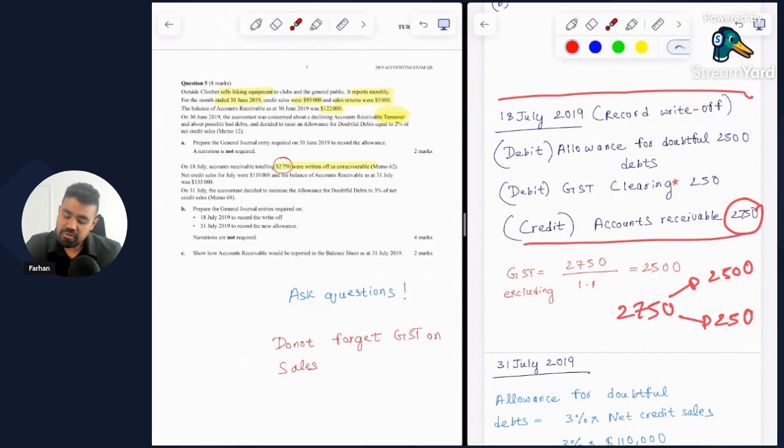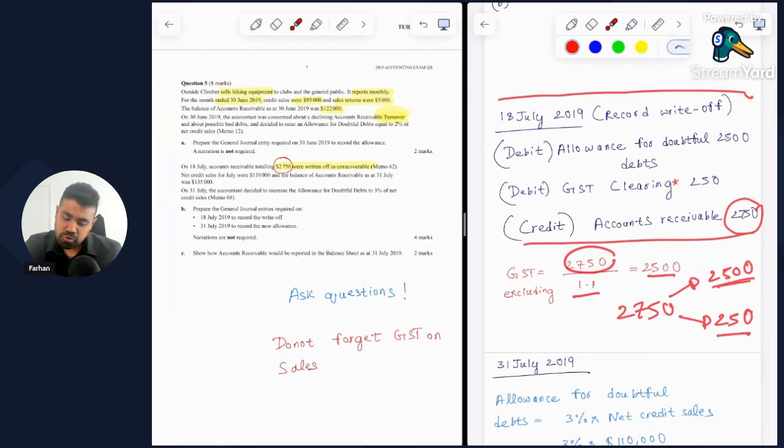Now, how did I find the GST excluding amount of $2,500? I simply took the $2,750 that we have in terms of the amount that these accounts receivable used to owe us, and then divided by 1.1, which factors in the 10% GST rate, and we get the GST excluding value to be $2,500. And the $250 is just simply the difference between $2,750 and $2,500.